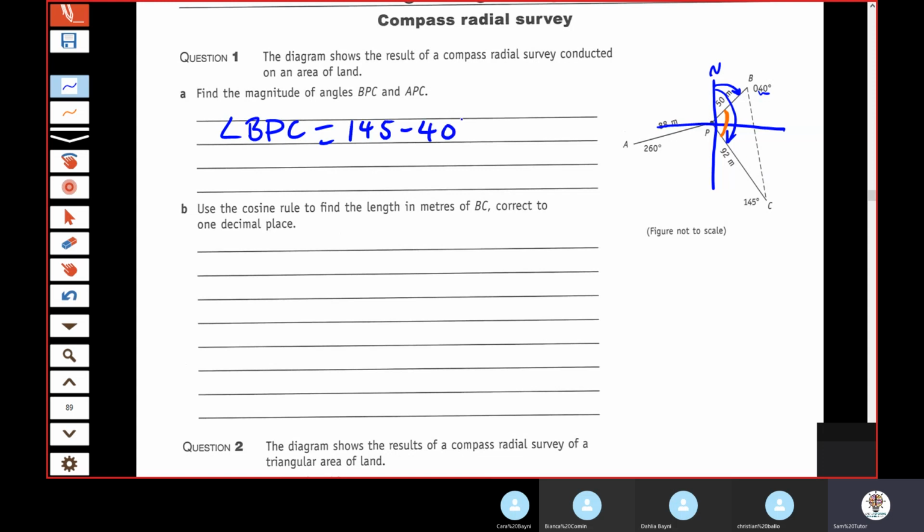145 minus 40. You have to stop looking at your side lengths. You keep saying 50. Are you looking at the right question? I understand now, I was looking at the 50 meters. You've got to stop doing that. 105 degrees. All right. Any questions there?